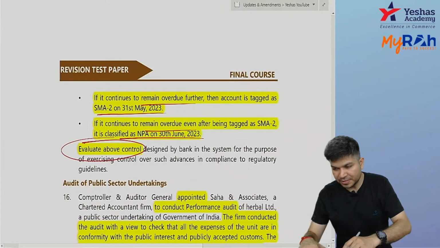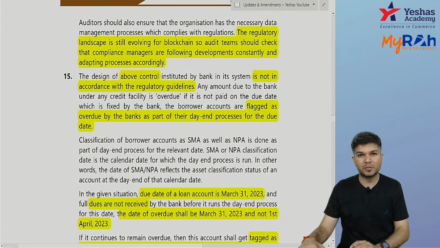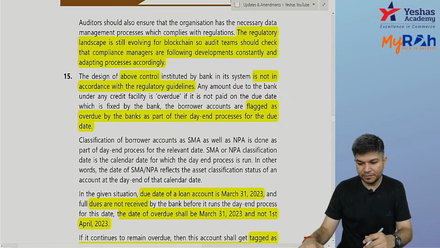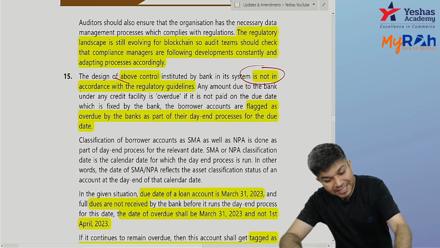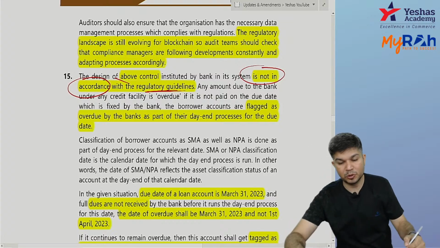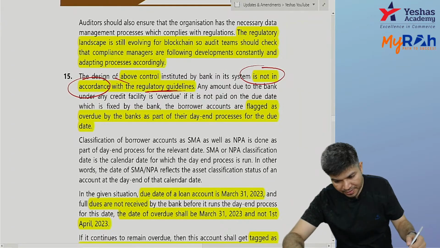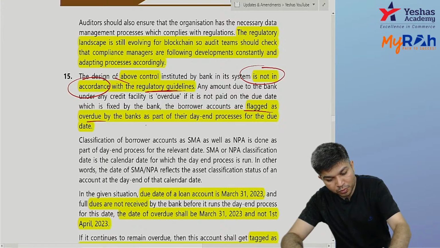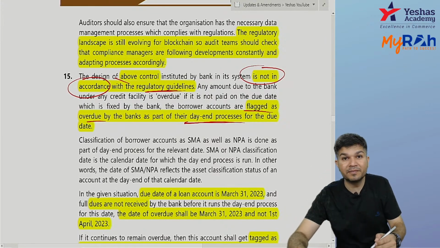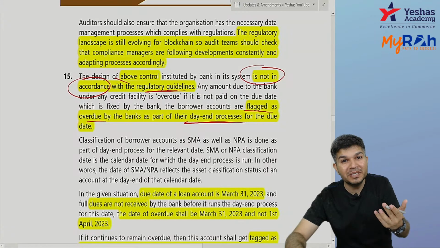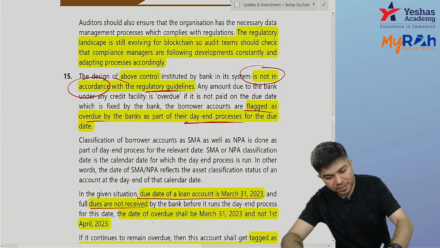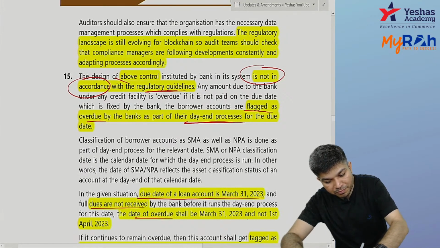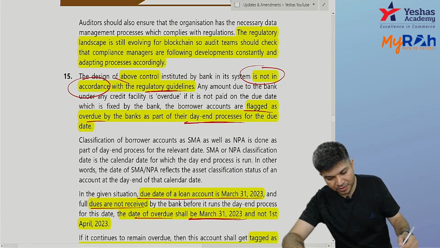Evaluate the above. Let's see the solution. This was a bit trickier one. The 15th question is a bit trickier. The above control is not in accordance with regulatory guidelines. It should be flagged as overdue at the day-end process only. On 31st March day end only, it should be overdue. So suppose the due date is 31st March and the amount is not received, the date of overdue should be 31st March only, not 1st April.